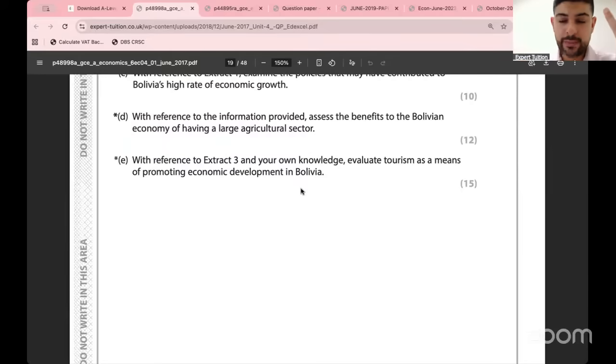Why? Because X minus M is a component of AD, so AD is likely to shift outwards. It is also an injection to the circular flow of income. So there's likely to be a positive multiplier effect. Economic growth is going to go up. Unemployment is going to go down. You can draw the diagram. Go crazy. Love your life. Does that make sense?